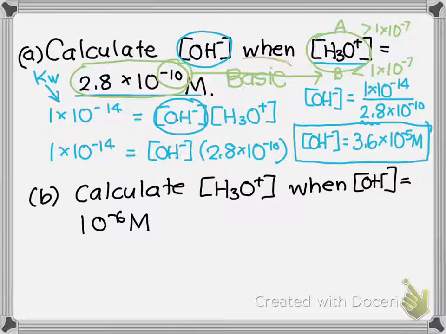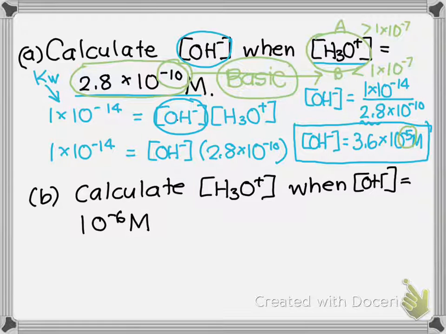You could also use the base concentrations. A basic solution should have a base concentration greater than 1 times 10 to the negative 7. And looking here, a negative 5 is greater, which confirms that this is a basic solution. So let's go ahead and look at the second problem.